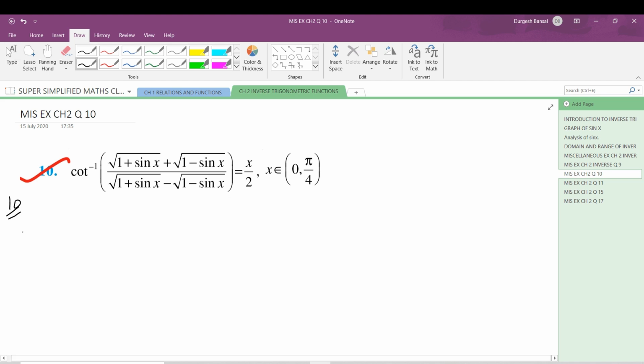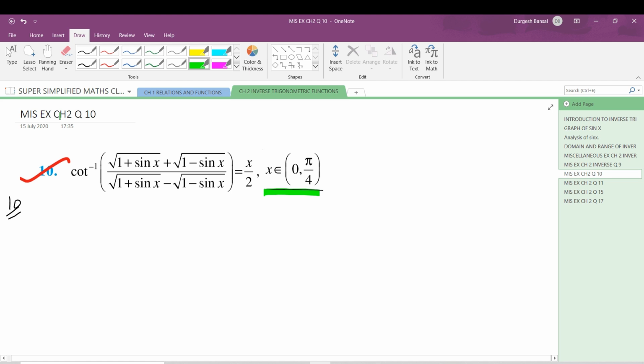Now the 10th question says that you have to prove that cot inverse of (root of 1 plus sin x plus root of 1 minus sin x) upon (root of 1 plus sin x minus root of 1 minus sin x) is going to be x by 2, and this is very important. It is given to you that x belongs to 0 to pi by 4. Now what is the use of this domain of x? This I am going to explain.